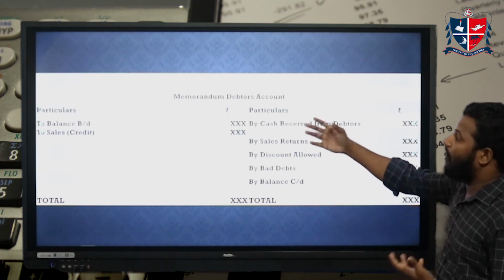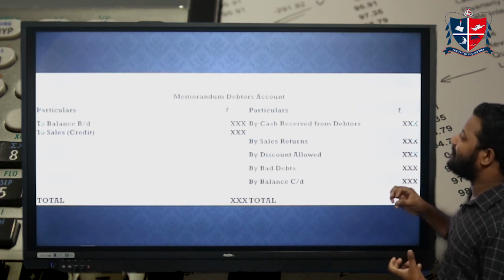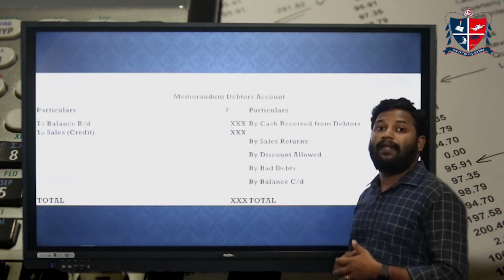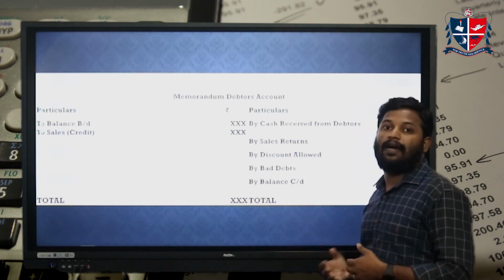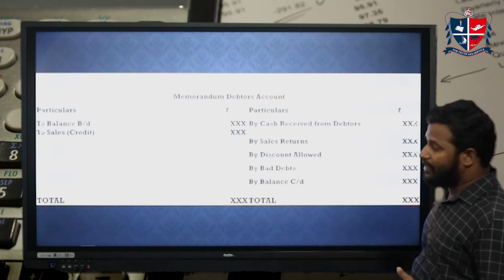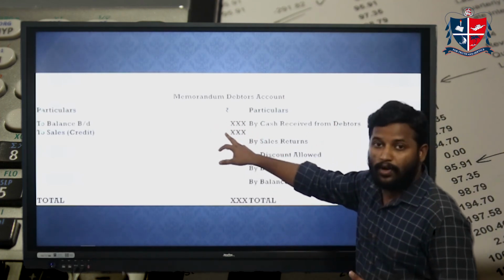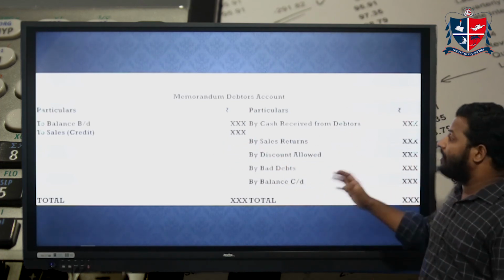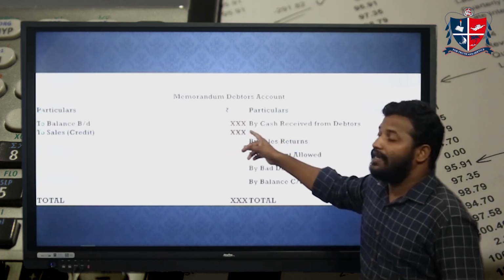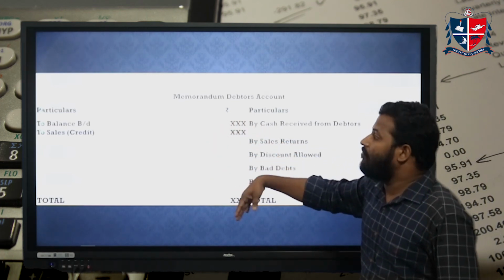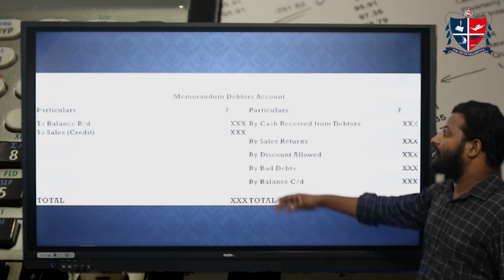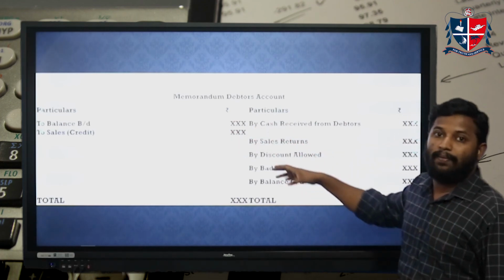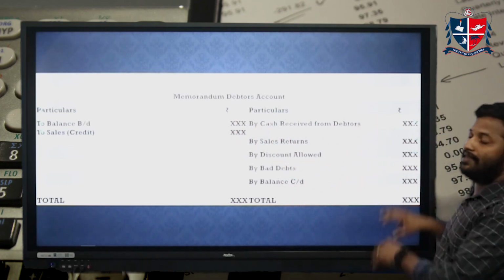The highlight of this memorandum debtors account is that if any figures are missing in the question, for example while we prepare branch accounts or while preparing single entry accounts, we can use this account to find out some of the missing figures. The missing figure can be the balance brought down. If they have given all other details, including the balance carried down, we will be able to find the balance brought down by just balancing it. In the same way, if we don't know the credit sales and other details are given, then we can find out the credit sales by balancing this account.